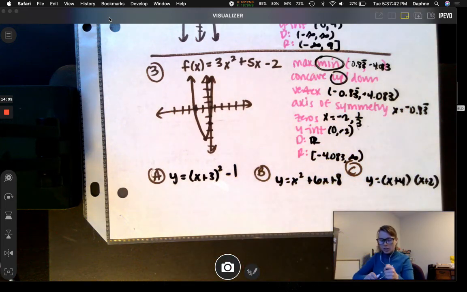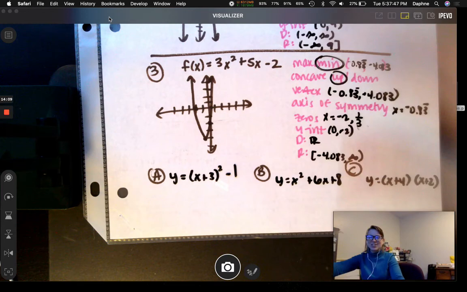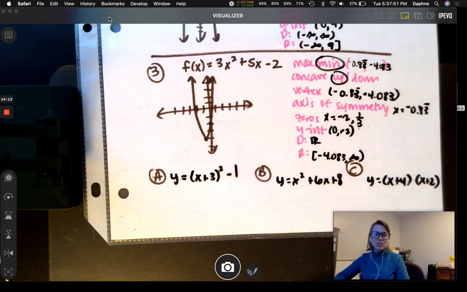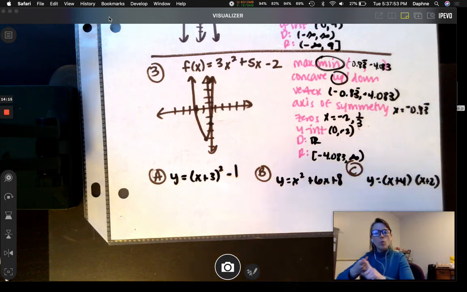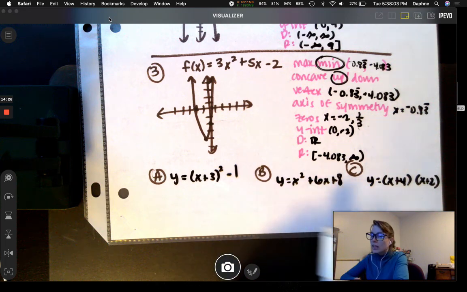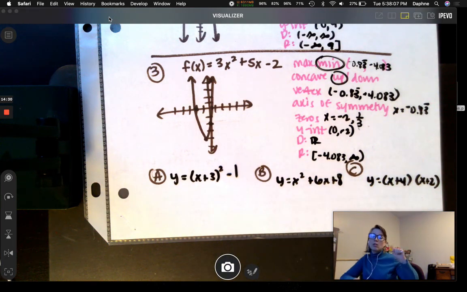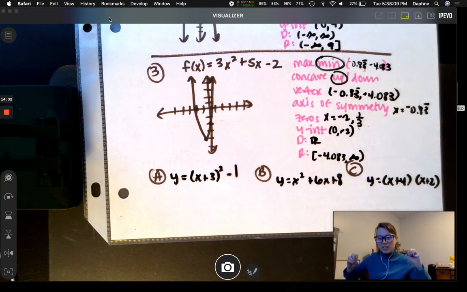So as an extension, and I would like you to do this, it's not just an optional extension, as an extension of the notes, I want you to put these 3 functions into Desmos, see what you see. What are the y-intercepts? Is there a maximum or minimum? Is it concave up or concave down? What is the vertex? What's the axis of symmetry? What's the domain? What's the range? How are these all related? Are they similar? Are they different? What makes them similar? What makes them different? What are some things that you have stirring in your mind? And then bring those questions and observations to class.